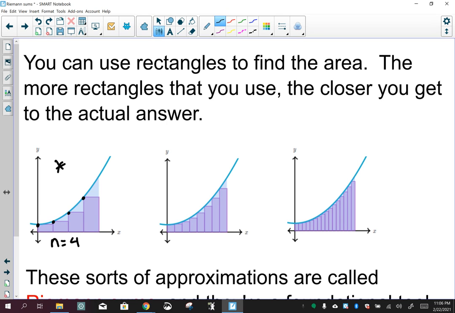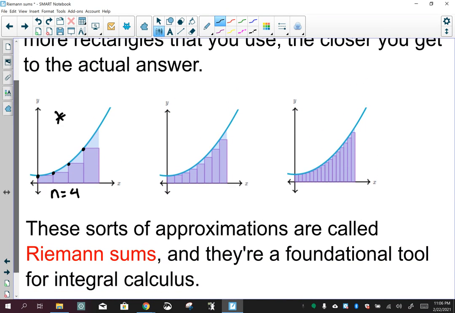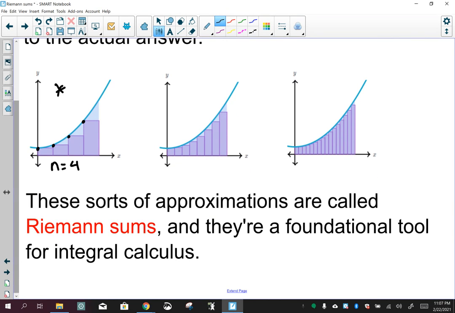And so as we look at these 3 graphs, it's the same graph here. And again, the more rectangles you use, the less space that you actually wind up having. So that's what a Riemann sum does. It helps you with that approximation.